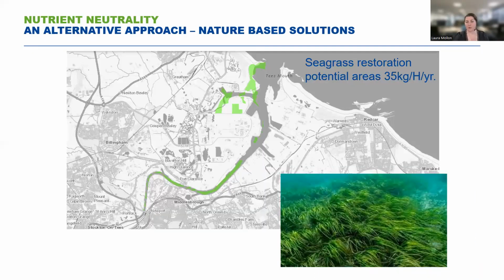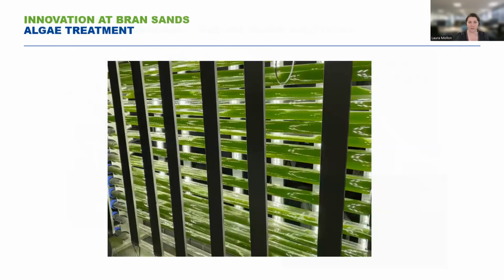And we're also looking at seagrass restoration. Seagrass restoration within the main estuary itself can remove approximately 35 kilos per hectare per year from that area. And the Tees Rivers Trust have already set up a seagrass nursery, which we want to work with them going forward to do more of the seagrass restoration within the estuary area itself.